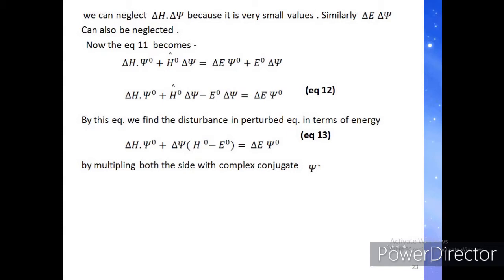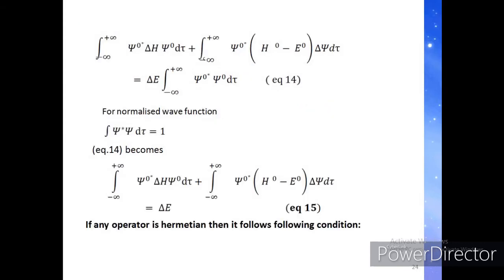Now we will multiply the right hand side and left hand side with psi star. After multiplying with psi star, we will integrate the equation within the limits from plus infinity to minus infinity. As we know that our wave function is normalized, the right hand side term becomes 1. That is, the normalization condition is the integral of psi star psi d tau equals 1. Then the left hand side of equation number 14 becomes 1. Now we get equation number 15.